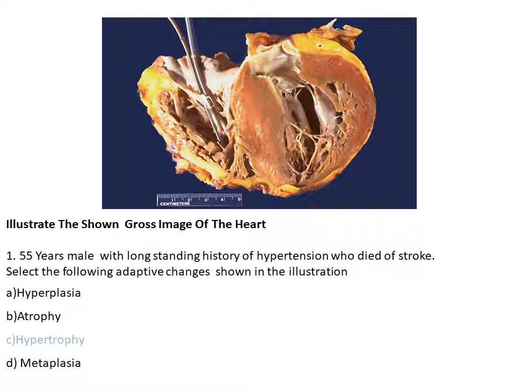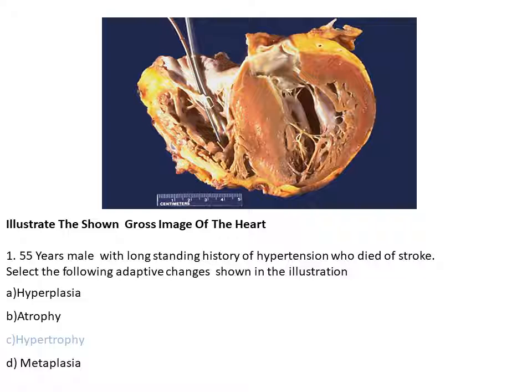So here we are seeing a gross image of the heart, and the history they have given is a 55-year-old male with long-standing history of hypertension who died of stroke. Select the following adaptive changes shown in the illustration. So they have given this history. We have to note the history of hypertension, and the patient died of stroke.